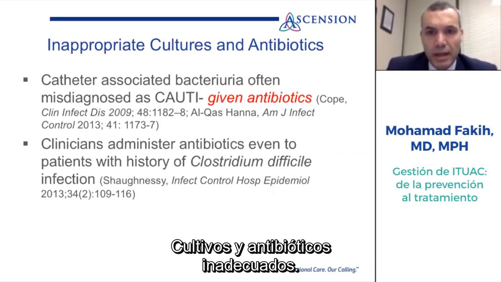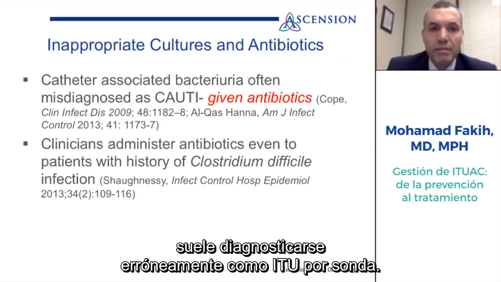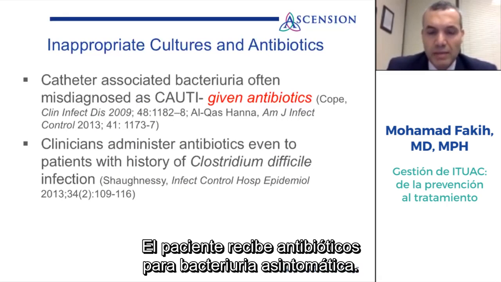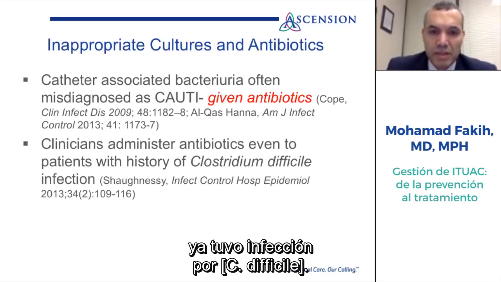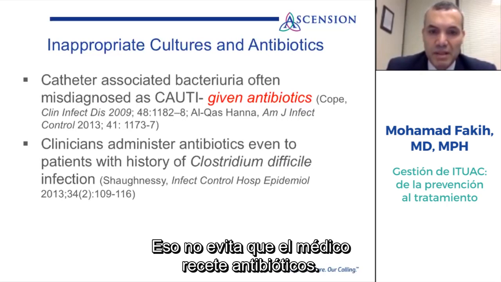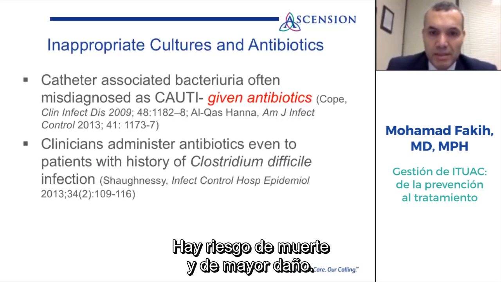Inappropriate culturing and antibiotics. Multiple studies have shown that catheter-associated bacteriuria is often misdiagnosed as catheter-associated UTI. So people give antibiotics for asymptomatic bacteriuria. And clinicians will give antibiotics even if they know that the patient has had Clostridium difficile infection before. It does not stop physicians from giving antibiotics, which is worse for the patient, because they will have recurrence of disease and potentially risk of mortality, a risk of further harm.